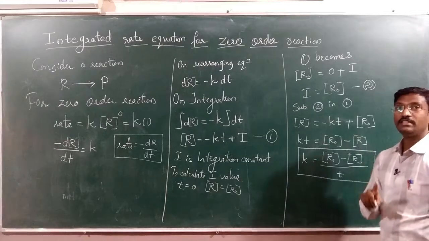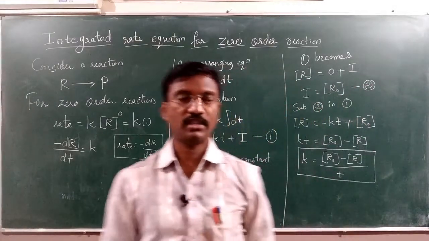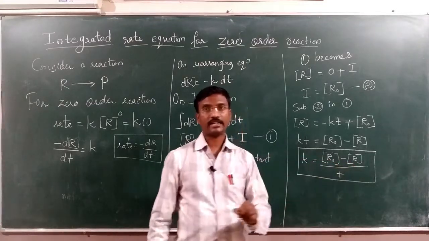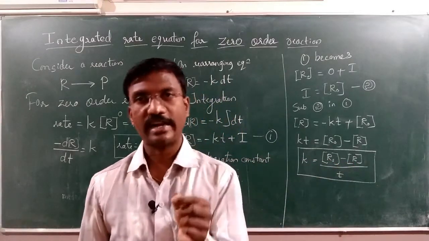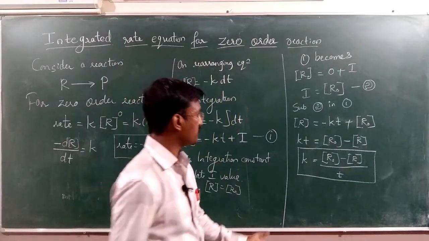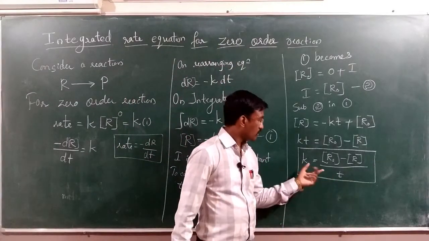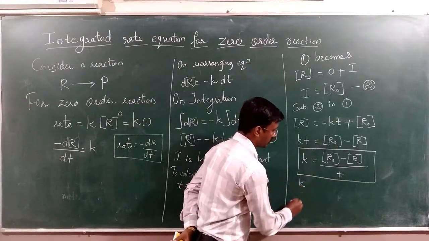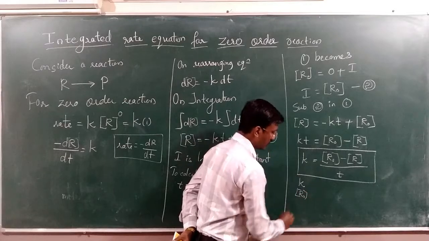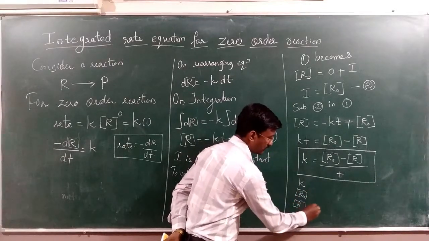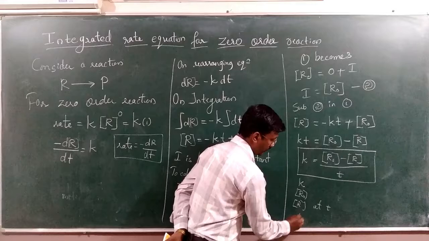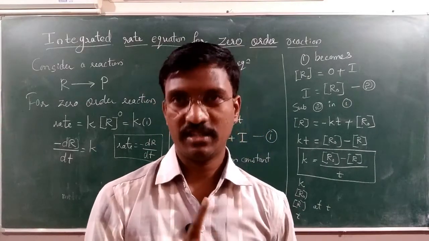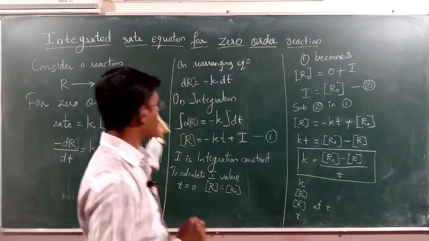R naught is nothing but the initial concentration of the reactant. R is nothing but the concentration of the reactant at a time T. And T is the time. Are you getting it? So soon after writing this expression, you also write what K is: the rate constant, R naught the initial concentration of the reactant, R the concentration of the reactant at time T, where T is the time. This expression is called the integrated rate equation. It's important for 3 marks. You have to write from the beginning to here.